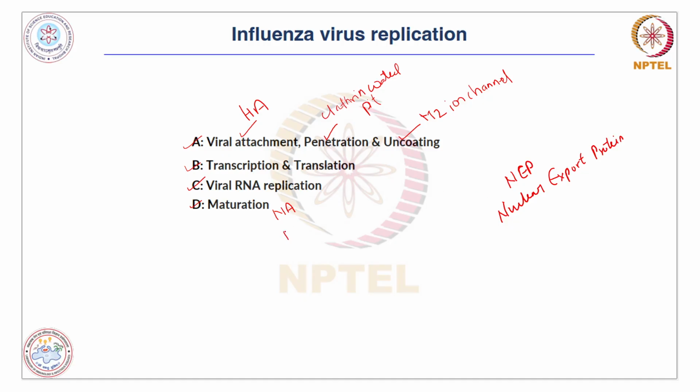And this NEP will also play its role in nuclear export of proteins. And for these two mechanisms, the polymerase complex will play a role because it contains its own RNA polymerase and other proteins required for replication and translation. So, from the structure, can you correlate this to how it is getting attached, replication, and again budding off? So, these are the four steps.